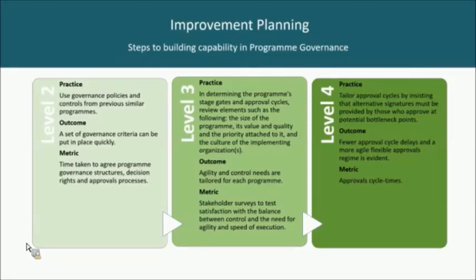And if we look at outcomes in this case, well, a level 2 outcome is a set of governance criteria can be put in place quickly. Again, that's quite basic. But by the time we get to level 4, we're looking at fewer approval cycle delays and a more agile and flexible approval regime is evident. And we're moving from the time taken to agree program structures and decision rights and approval processes, which, as we know, is often a huge consumption of time in organizations. Delaying projects is simply getting the meetings in place to say, well, who owns what and when. By the time we get to level 4, we're looking at the cycle times on approvals. That's where we want to get people to get them away from the build stage to the actual execution stage.